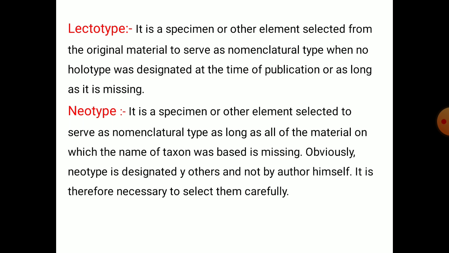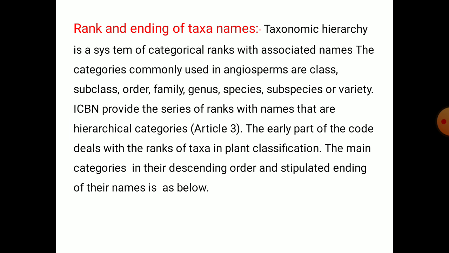This is regarding the different types. The second point that we are going to see is ranks and endings of the taxonomies, in the taxonomical hierarchical form, from ascending to descending.